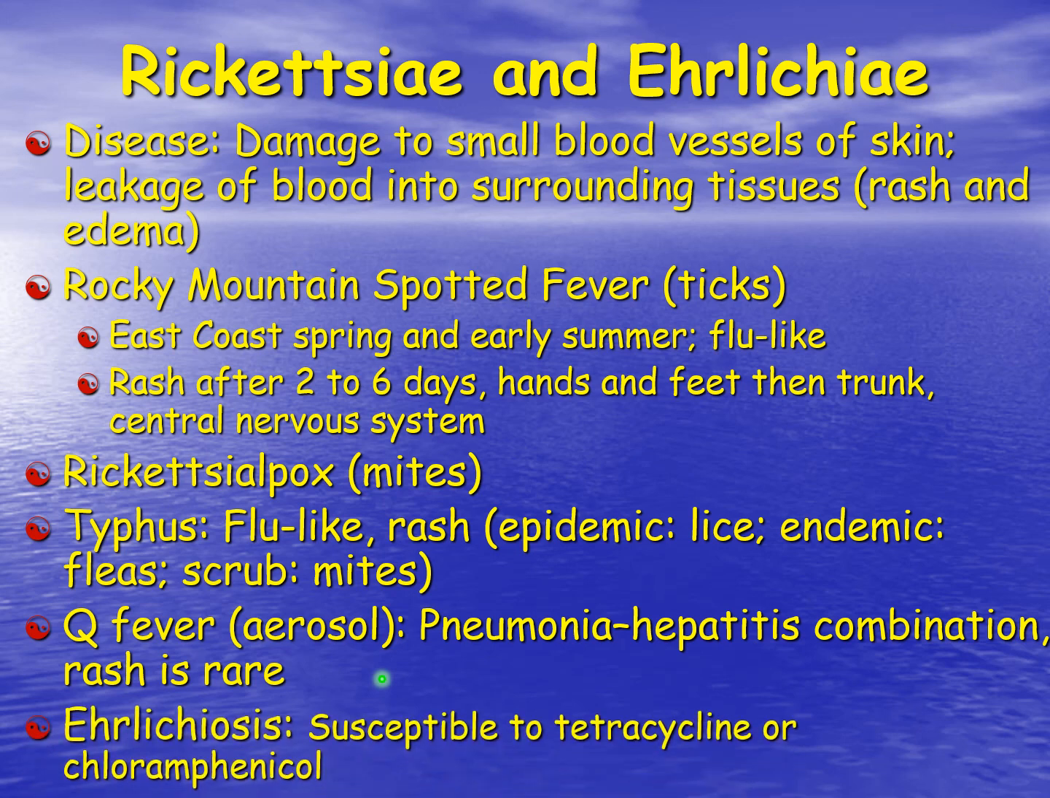Ehrlichiosis causes similar flu-like symptoms, usually with rashes, and both rickettsia and Ehrlichia are susceptible to tetracyclines or an older antibiotic known as chloramphenicol. However, we do not use chloramphenicol in humans because in 1 out of every 30 to 40,000 people, chloramphenicol will kill the bone marrow, resulting in a non-regenerative aplastic anemia.